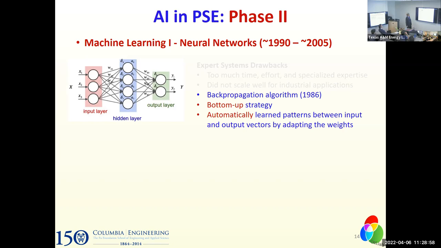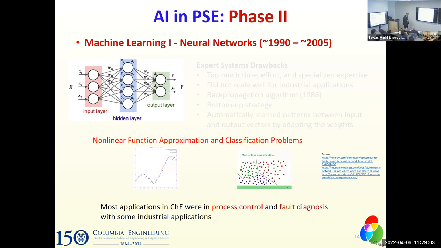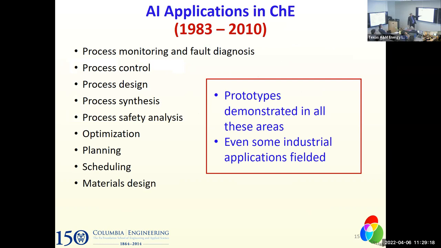Not only that, people were able to show that it did nonlinear function approximation well and nonlinear classification well. So this led to a whole bunch of papers in process control and diagnosis from that period onwards. So in roughly the first 30 years, there was a lot of progress in AI and chemical engineering. People showed success stories in monitoring and diagnosis, control, design, synthesis, safety analysis. I didn't go much into optimization or planning and scheduling, but there was a lot of work there. And materials design prototypes were demonstrated. Even some industrial applications were fielded.